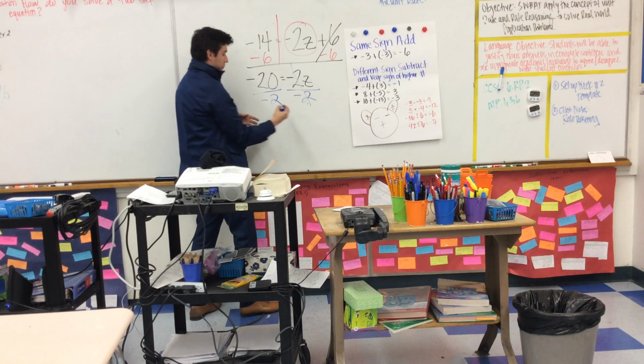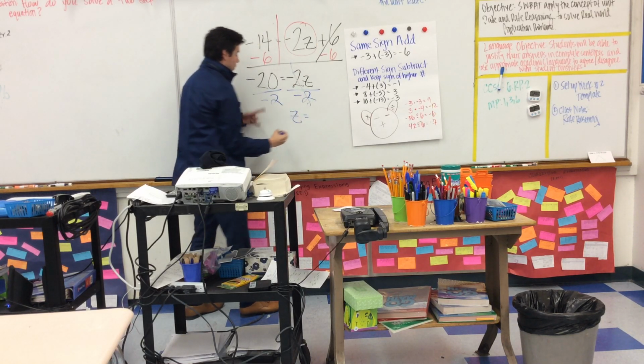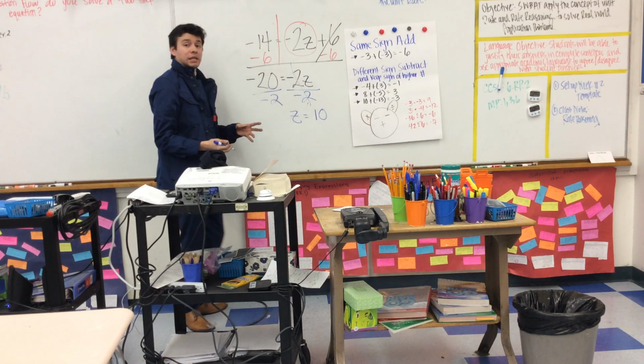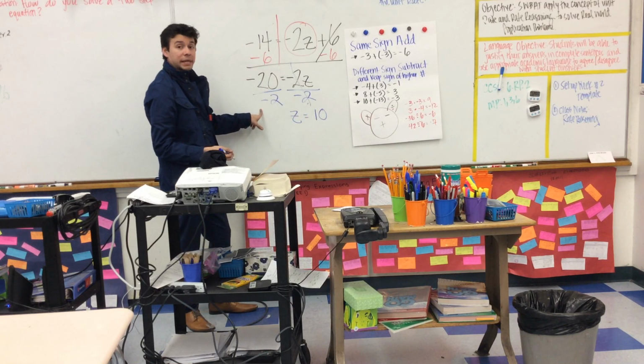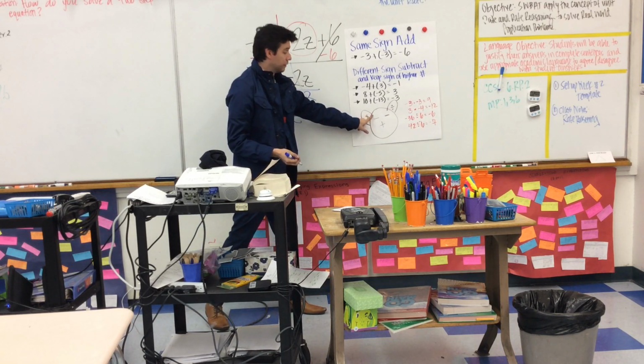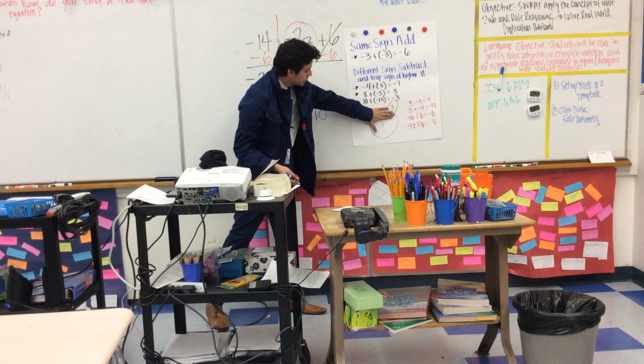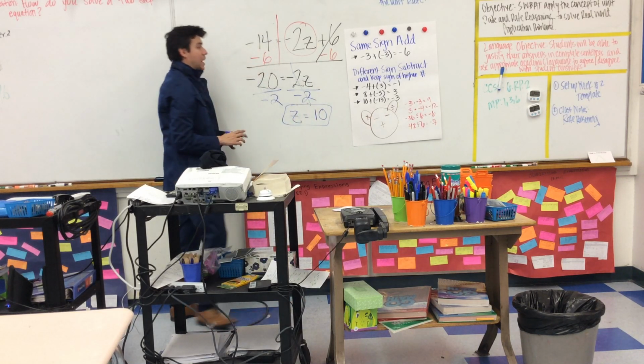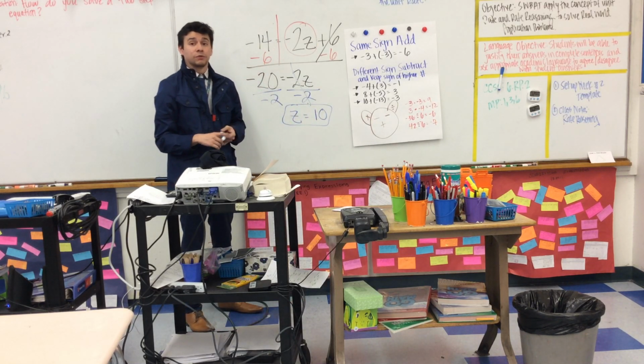That cancels out. z equals, well, I know that 20 divided by 2 is 10, but now I have to be careful with my signs. Negative divided by negative. Cross these out, and I end up with a positive. So the answer for this one is positive 10. So that's the answer for that one.